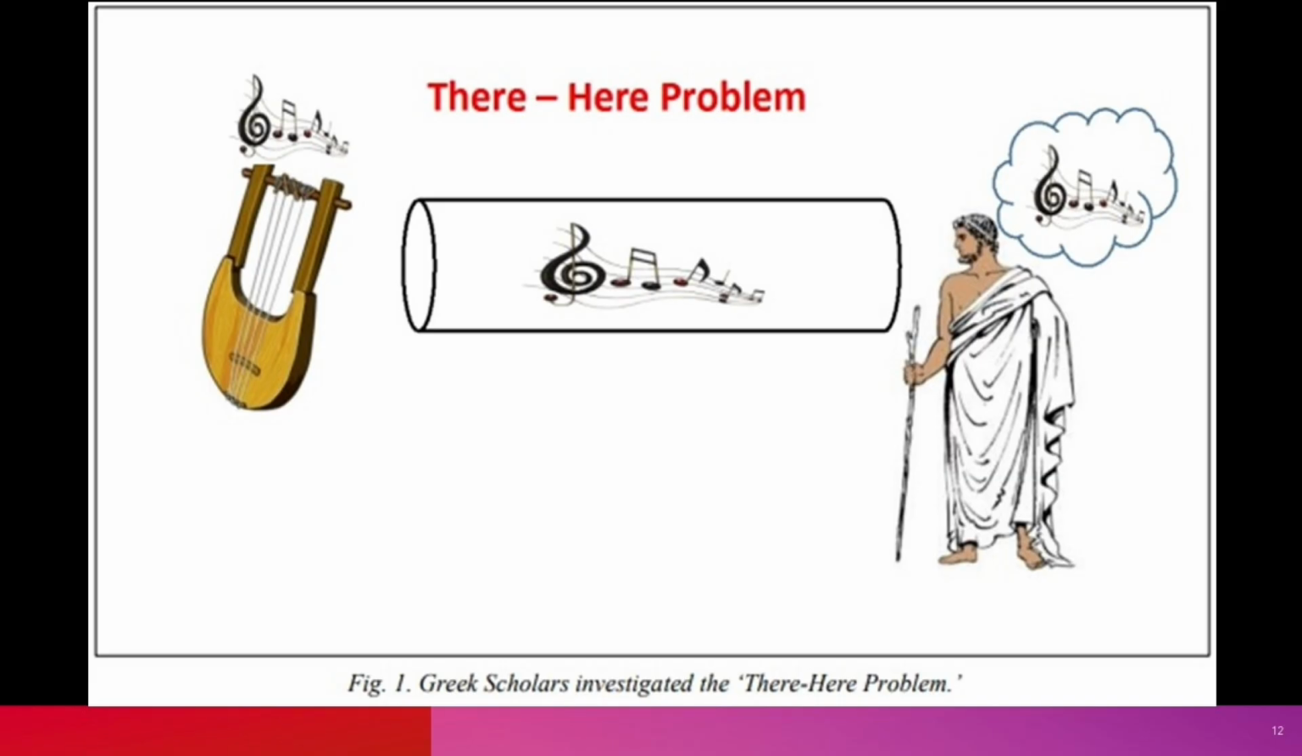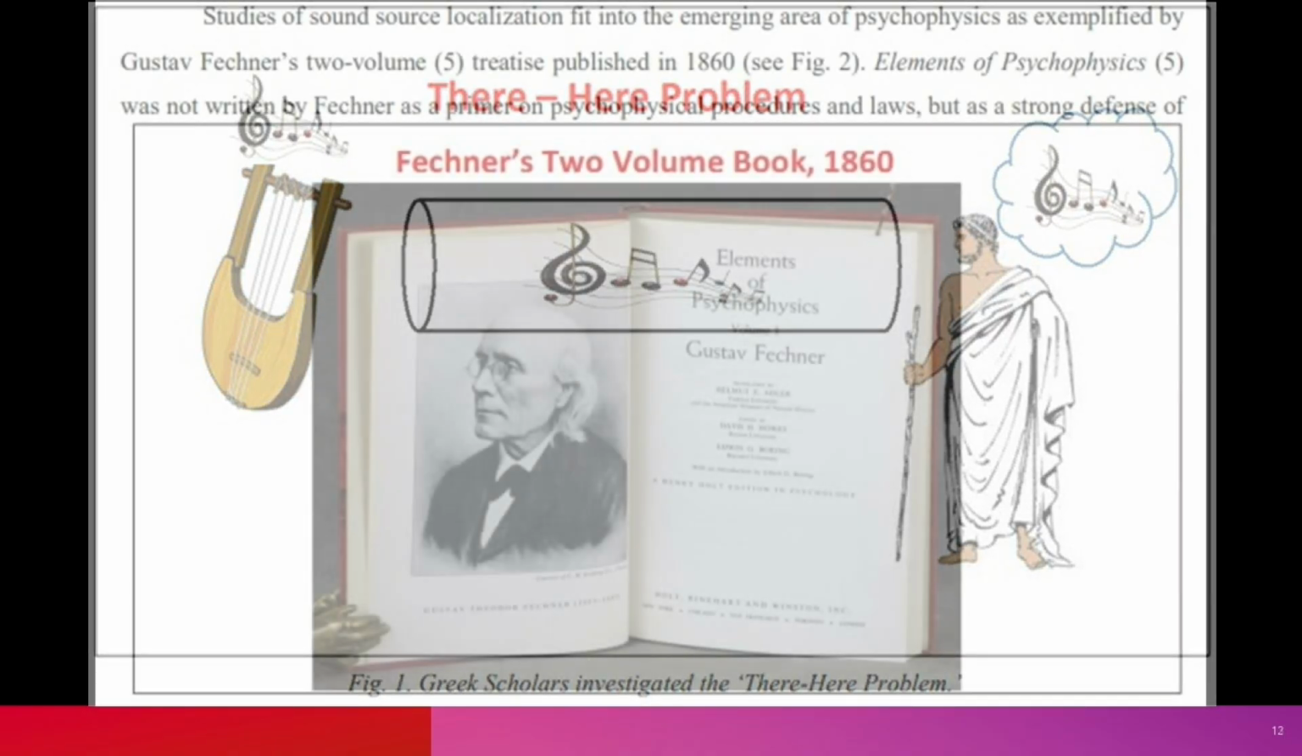The Greeks didn't even understand how you could hear something that was way over there from where you were. They called it the there-here problem. Well, they didn't call it that, but our modern researchers called it the there-here problem. How can you hear that instrument when you're standing over here? They didn't know about sound going through the air and stuff.